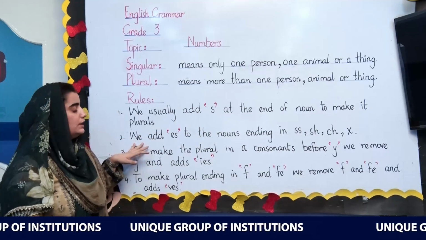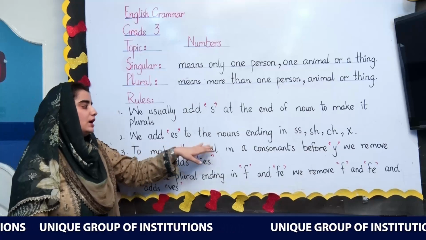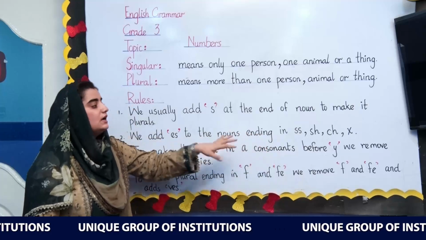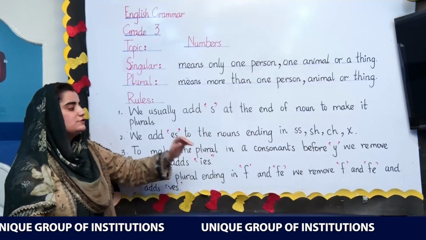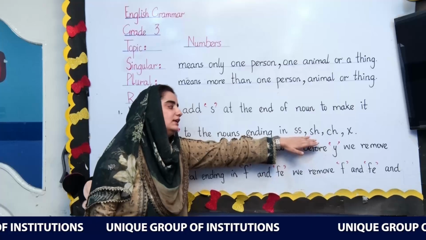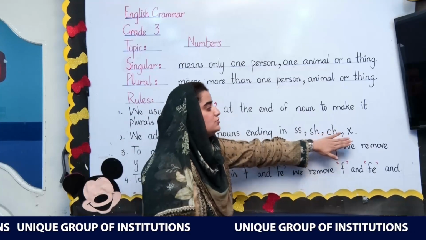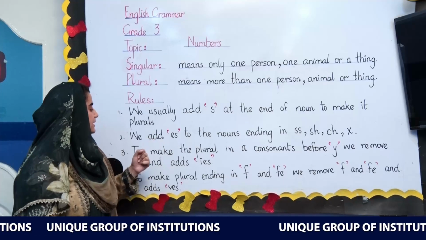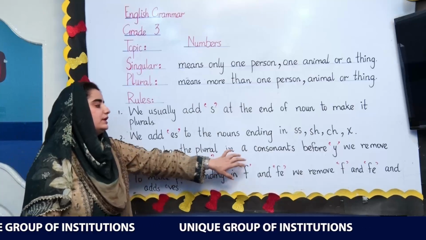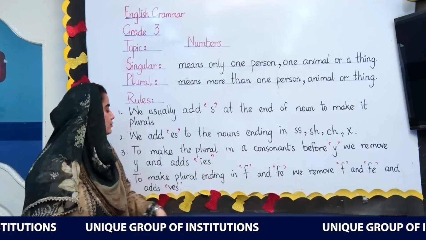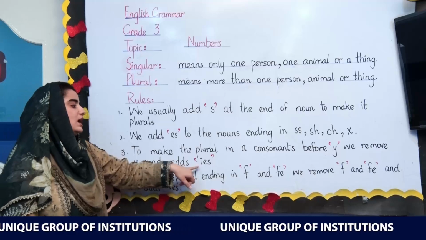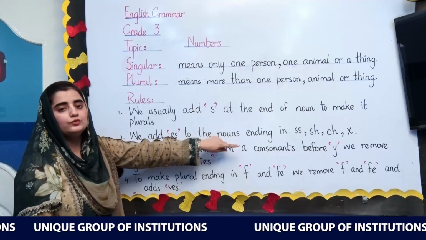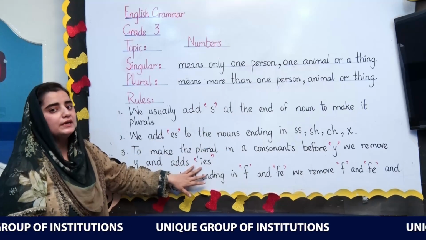Then we have the second rule in which we need to add es to the noun ending in double s, sh, ch and x. जिन साउंड्स के या जिन वर्ड्स के लास्ट पे हमारे पास ये अल्फ़ाबेट्स आएंगे लाइक डबल एस, एस एच, सी एच और एक्स, उनके लास्ट पे हम क्या लगाएंगे, ई एस, उनको प्लूरल मेक करने के लिए. Then we have to make the plural in a consonant before y: we remove y and add ies. जहाँ पे जिन वर्ड्स के साथ हमारे लास्ट पे वाई आएगा, वाई को रिमूव करके हम आई ई एस पुट करेंगे टू मेक इट प्लूरल.